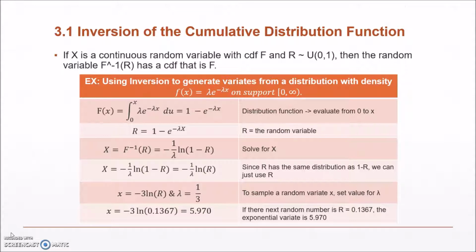Since r has the same distribution as 1 minus r, we can just use r instead of 1 minus r. Then to take a sample random variate x, we set the value of lambda. So x is equal to negative 3 natural log of r, and lambda is equal to 1 over 3. If the next random number r is 0.1367, then the exponential variate is 5.970. Once we plug that in, as you can see on the left, x equals negative 3 natural log of r, which gives us 5.970.